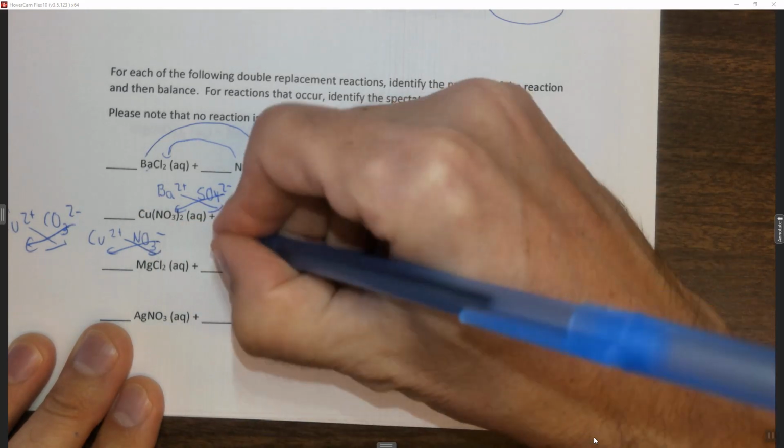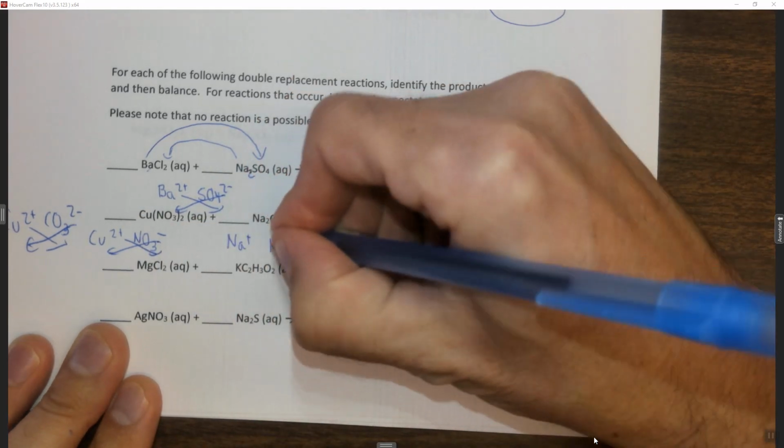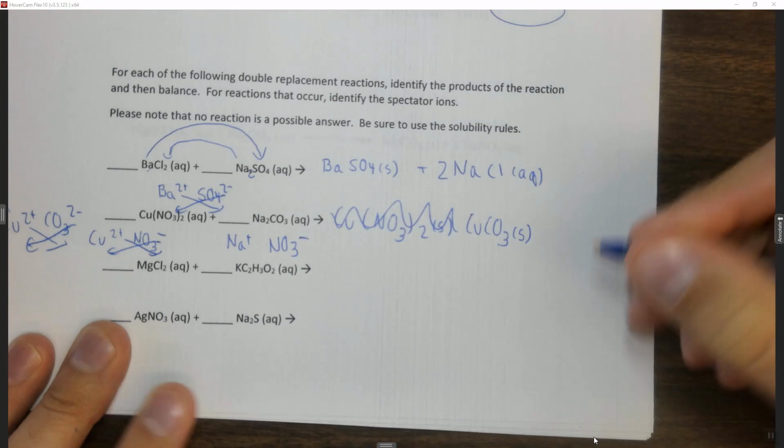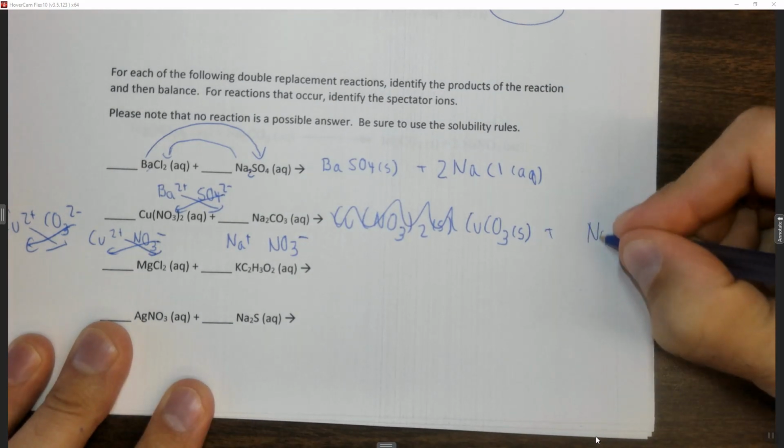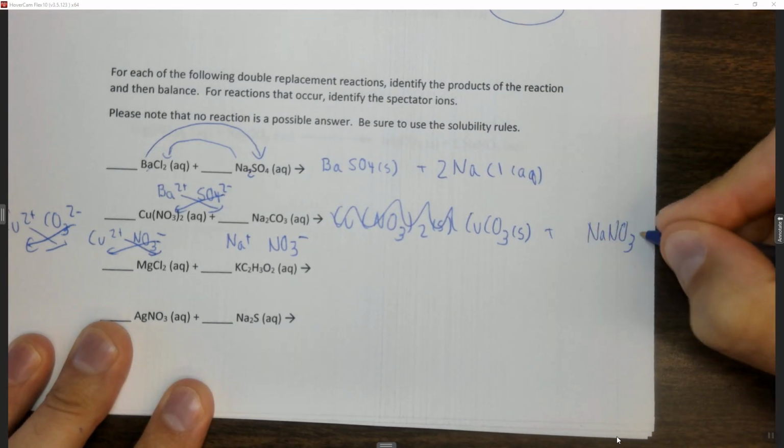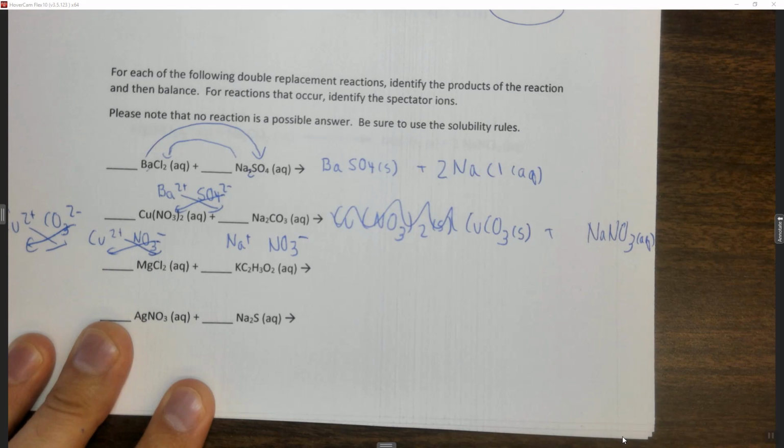Sodium goes with nitrate. So we have Na+, NO3-. They're both 1, so when you cross them, you get NaNO3 aqueous, like so. Now we need to balance.